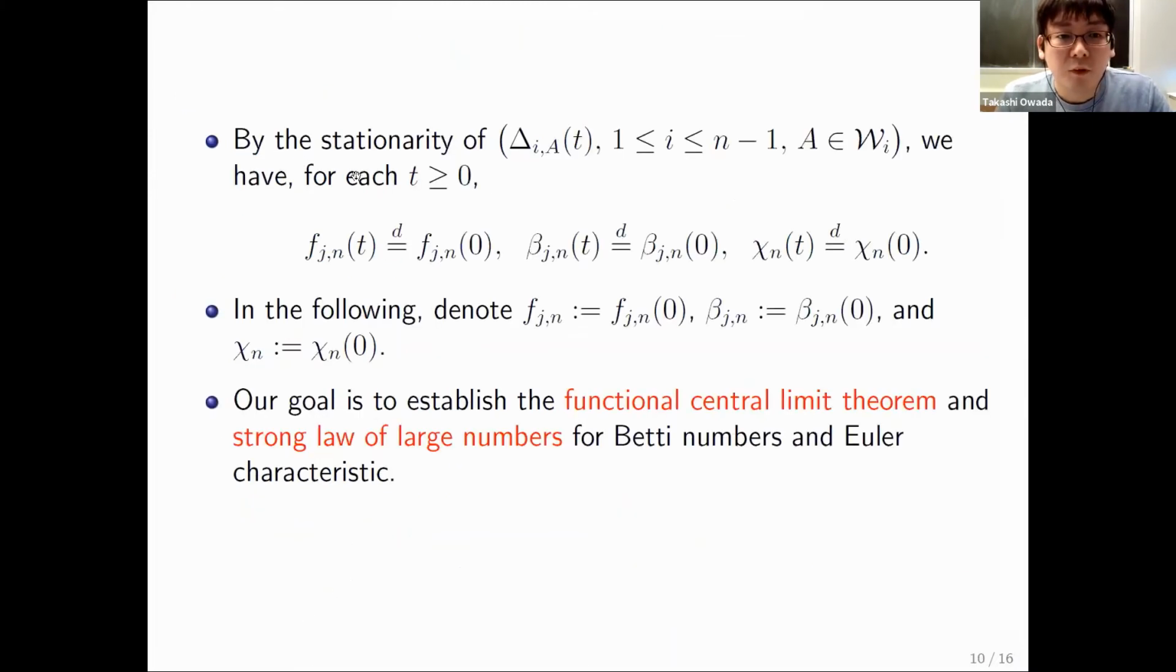Okay. So by the stationarity of the process delta IAT, we can accordingly show that these 3 stochastic processes are stationary as well. I mean, for example, the j face count process at time 0 has the same distribution as at time t. And we can observe the same for the Betti number and the Euler characteristic as well. So in the following, we are allowed to use some abbreviation. Whenever the time parameter is dropped, it means time 0. Okay? And under this setup, our goal is to establish the functional version of a central limit theorem for the topological invariants. And we also develop the functional version of a strong law of large numbers for topological invariants.